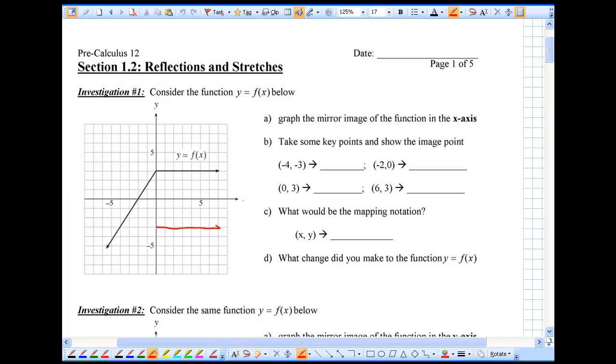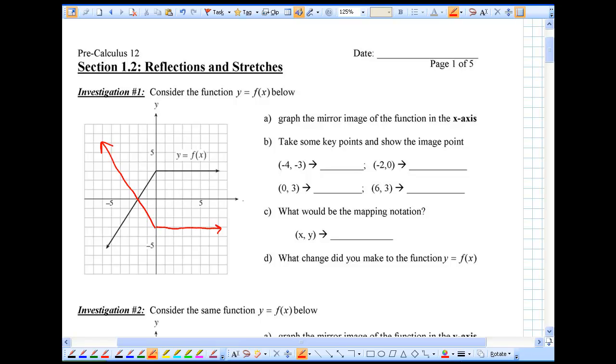Line down here. And then this part will reflect that. I guess it's moving upwards. And so I'm just going to reflect myself like this. And there's our reflection in the x-axis. Well, I said take some key points and show the image point.